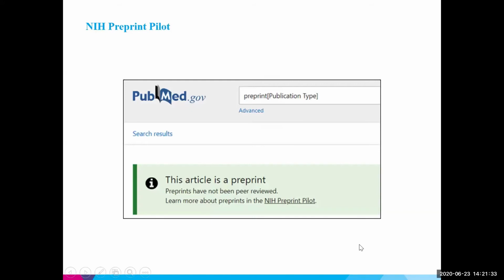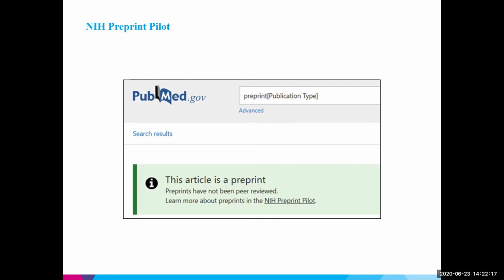And this is an exciting and brand new development. I'm very happy that this session is coming out right now, because this was just announced on June 9th. The National Library of Medicine is launching a pilot project for preprints. It's called the NIH Preprint Pilot, because the research that they're looking at is NIH funded. The preprints are going to be available in PubMed Central, and the citations will be available in PubMed. The goal here is to increase discoverability of early NIH research results.